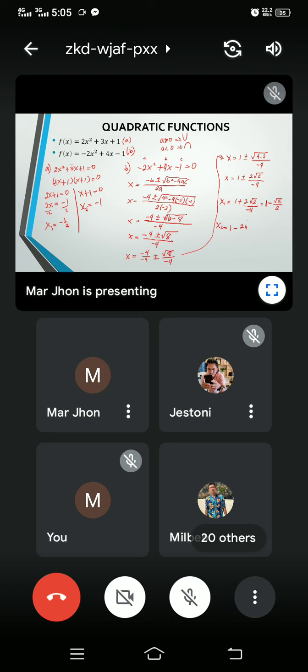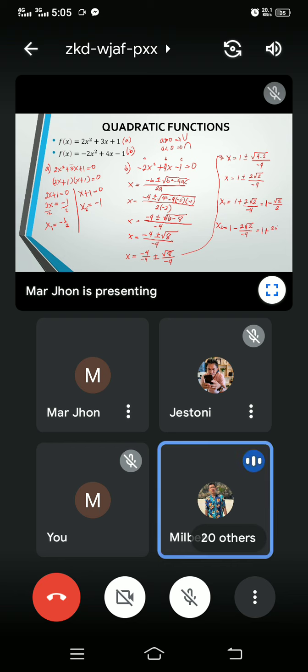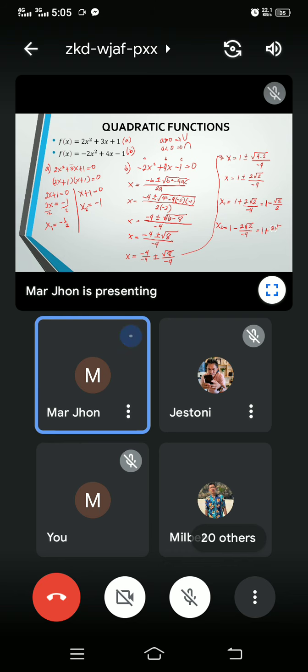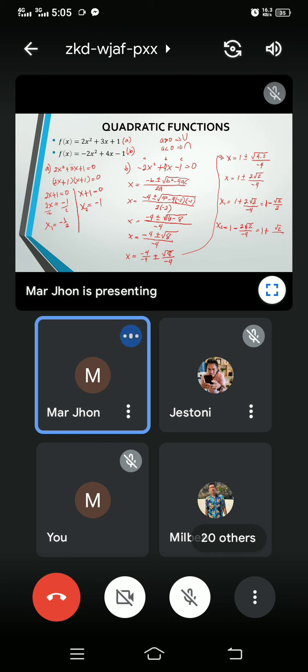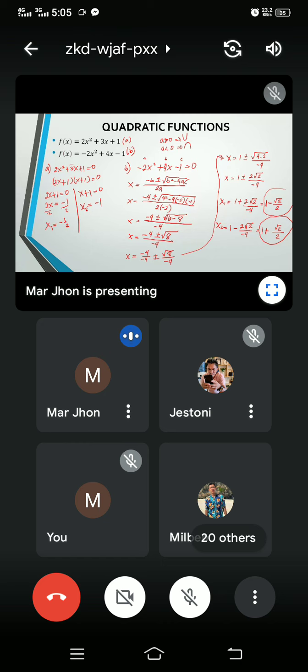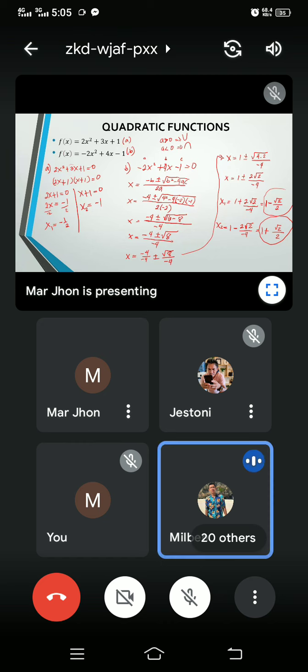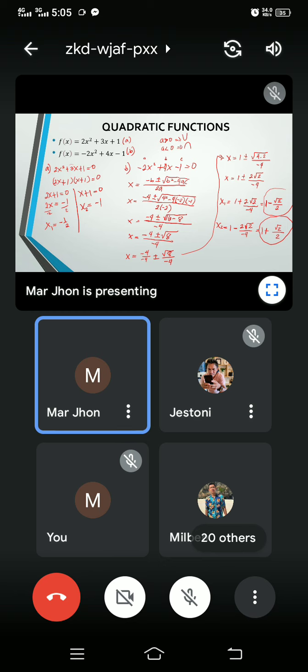So x sub 2, the second root, is 1 minus 2 square root of 2 divided by negative 4. Negative times negative is positive, so 1 plus 2 square root of 2 divided by 4, which is square root of 2 divided by 2. So we have two roots, this one and this one. So we got the roots. So okay?